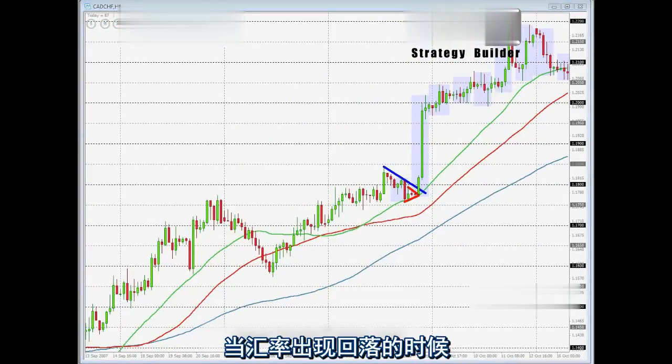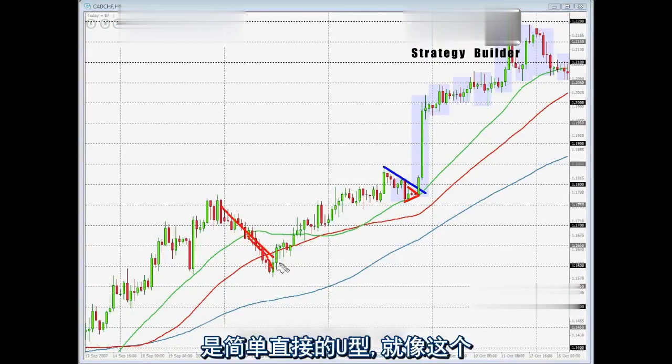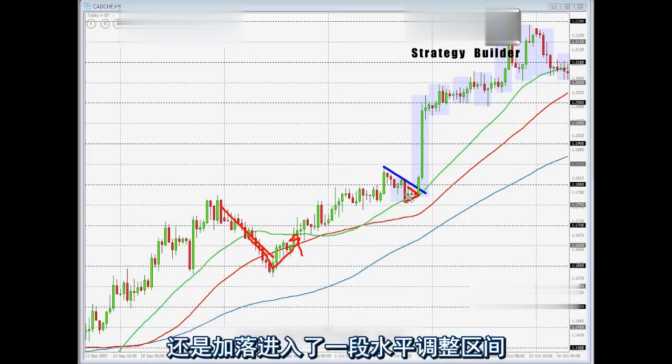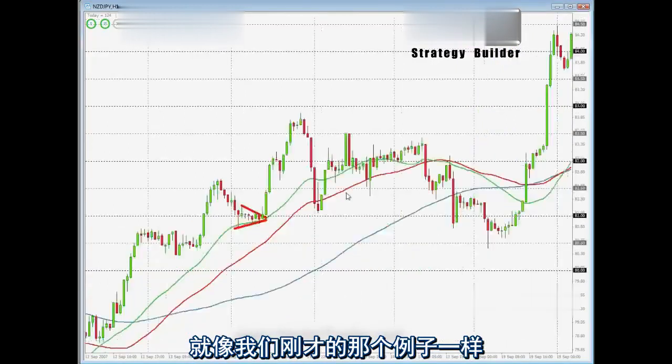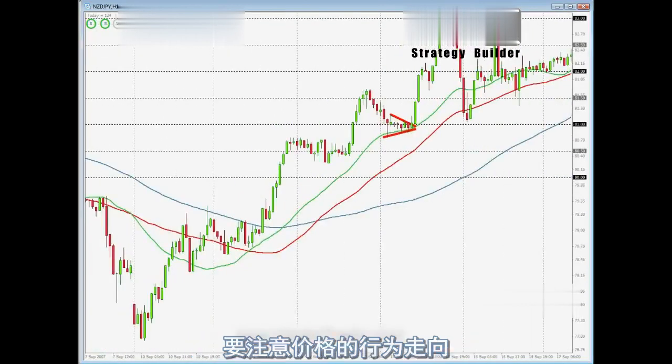What's price doing on the pullback? Price pulls back. What is it doing? Is it simply pulling a U-turn, such as in here, or is it rather meandering sideways? We can clearly see the same phenomenon on the last example that we just saw. Let me clean up the chart.